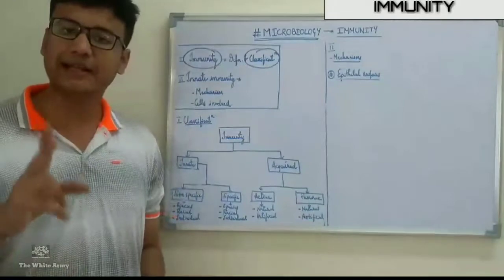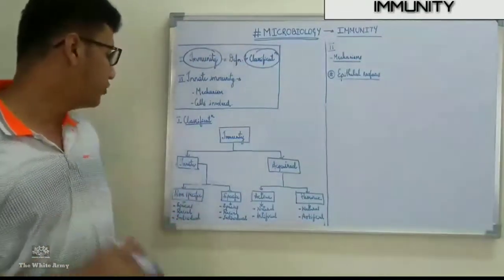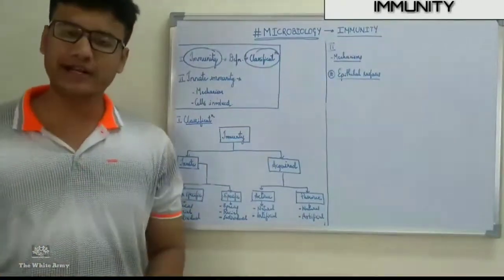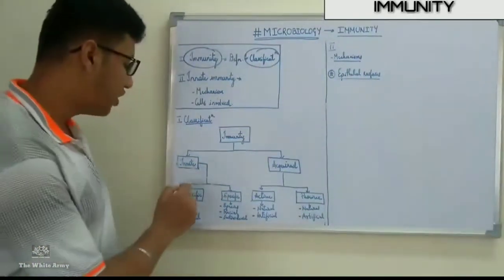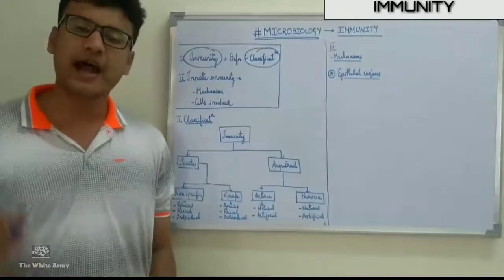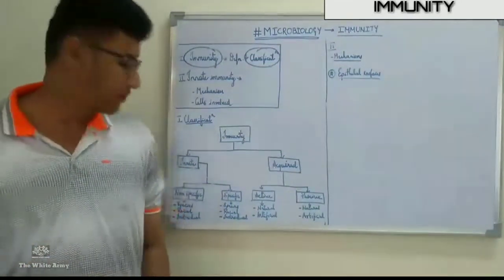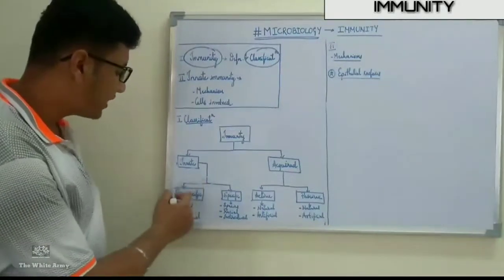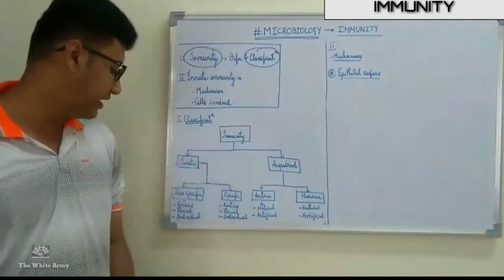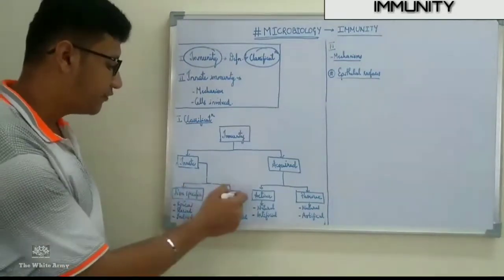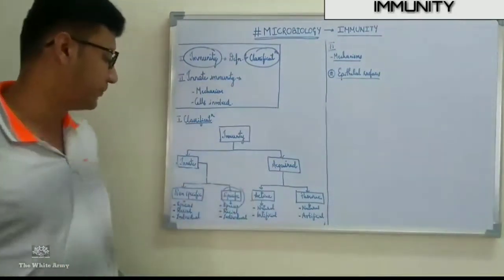Immunity is mainly classified into two broad units, that is innate immunity and acquired immunity. When it comes to innate immunity, there are two types, that is non-specific and specific immunity, and in acquired immunity, there is active immunity and passive immunity. In non-specific immunity, there are species, racial and individual immunities, and the same for the specific type of immunity in case of innate.